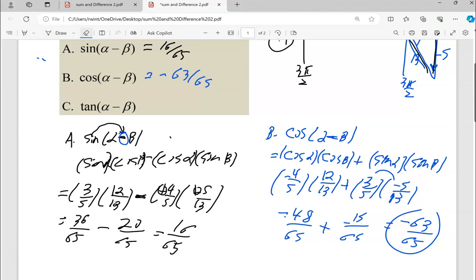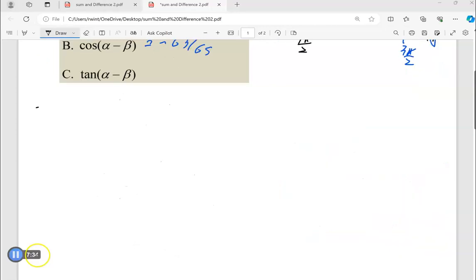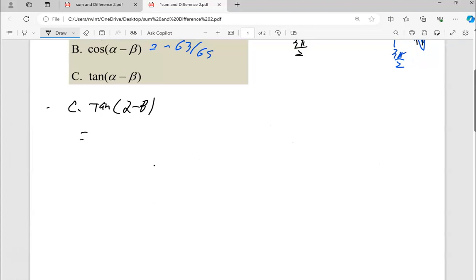Part C, I'm going to do two ways. I'm going to pause here for a minute so I can erase, and then I'll see you in just a sec. So, my identity for part C here, tan A minus B is tan A minus tan B over 1 plus tan A tan B, and back to the table.